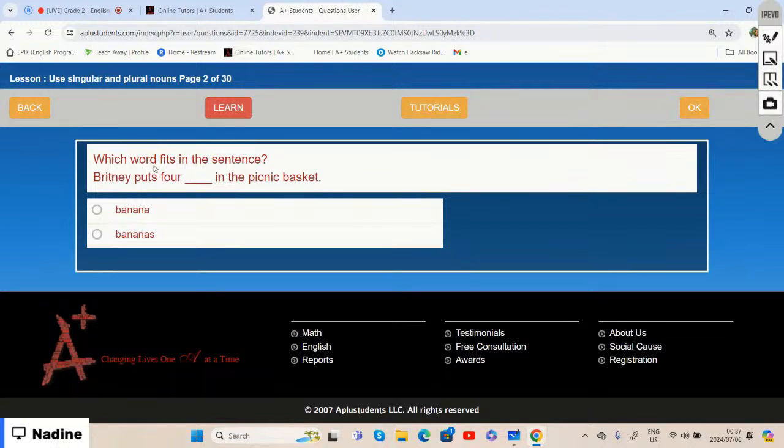All right, Brittany puts four. Do we say four banana in the picnic basket, or do we say Brittany puts four bananas in the picnic basket? Which one is correct, banana or bananas? So Brittany puts four banana in the picnic basket, or Brittany puts four bananas in the picnic basket.